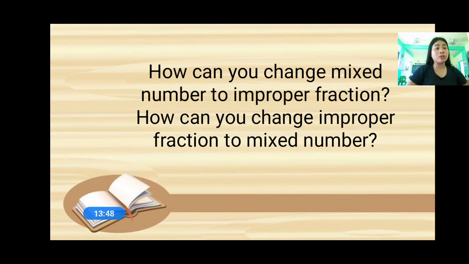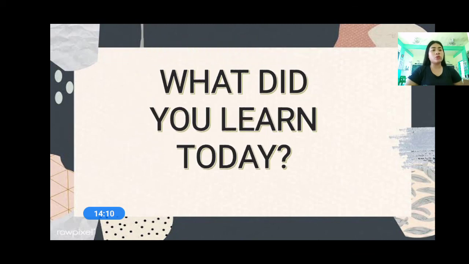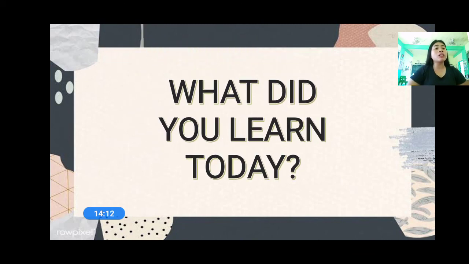You're just going to divide the numerator to the denominator. The quotient will be the whole number. The remainder will be the numerator, and just copy the denominator. Okay, so that's how you change mixed number to improper fraction and change improper fraction to mixed number. Now, what did you learn today? Today we have learned about how to change improper fraction to mixed number and mixed number to improper fraction.